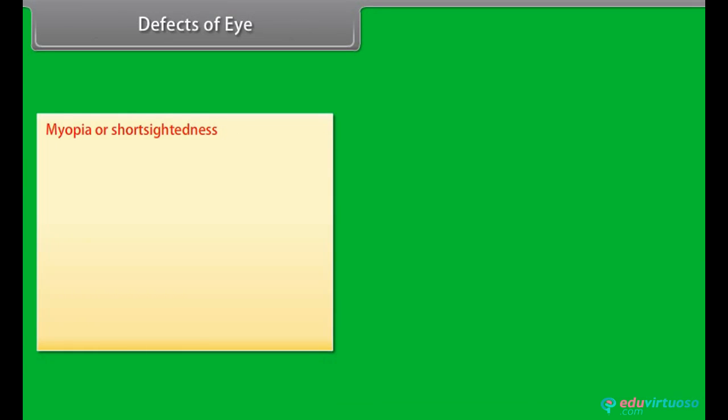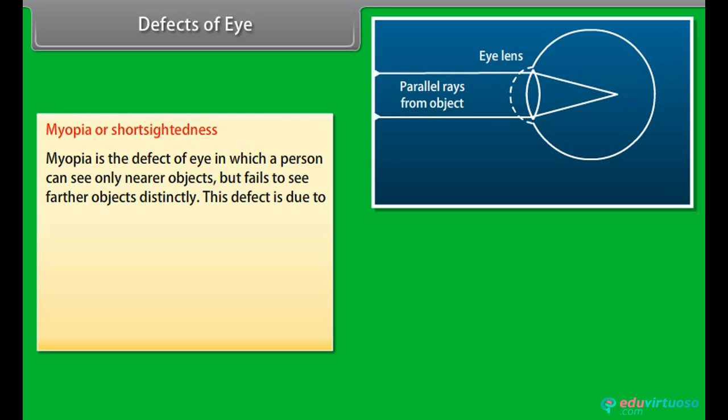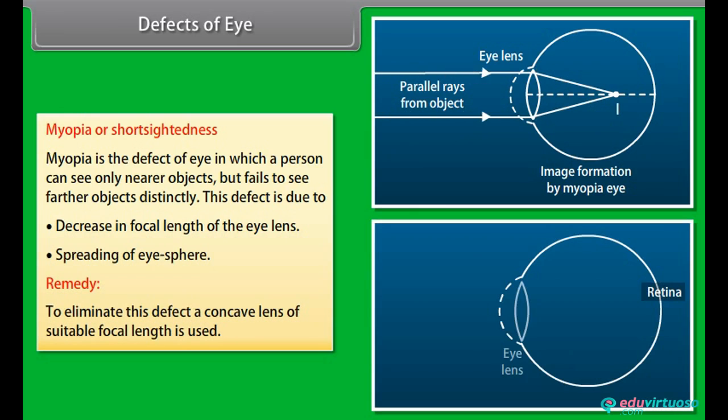Defects of eye. Myopia or short-sightedness. Myopia is the defect of eye in which a person can see only nearer objects but fails to see farther objects distinctly. This defect is due to 1. Decrease in focal length of the eye lens. 2. Spreading of eye sphere. Remedy. To eliminate this defect, a concave lens of suitable focal length is used.